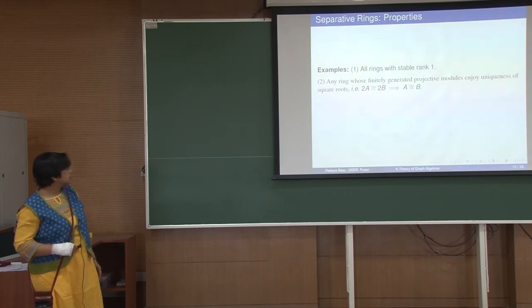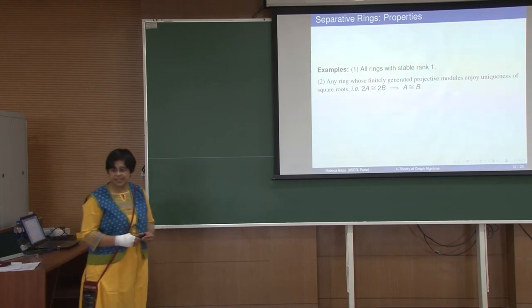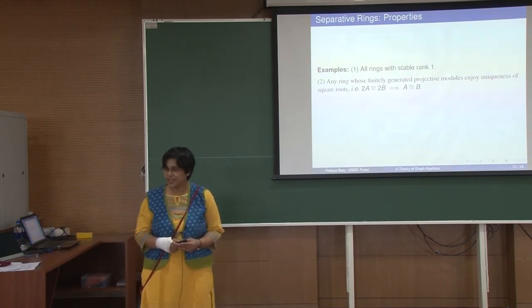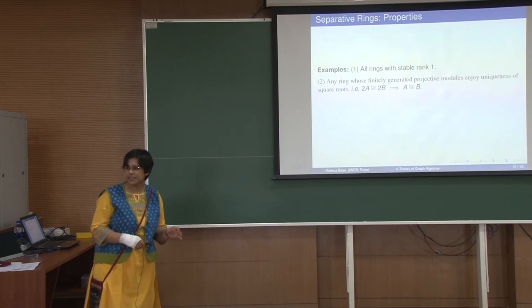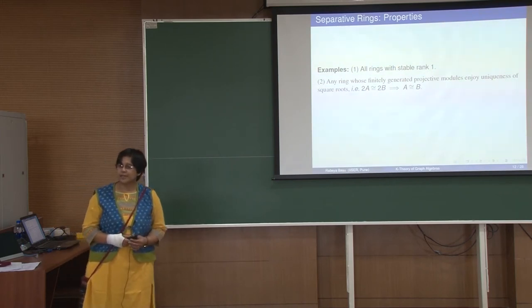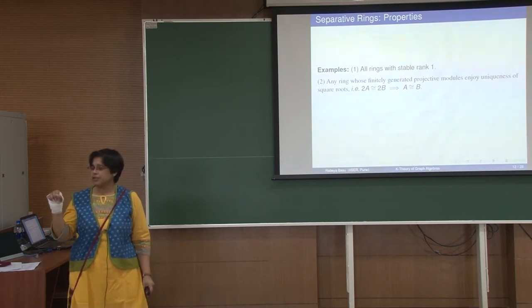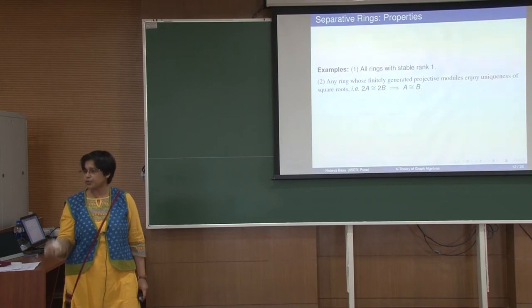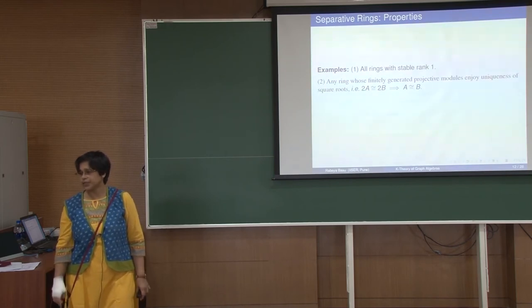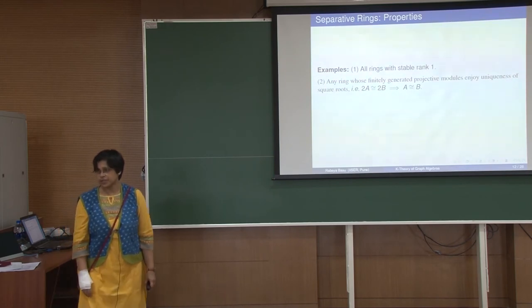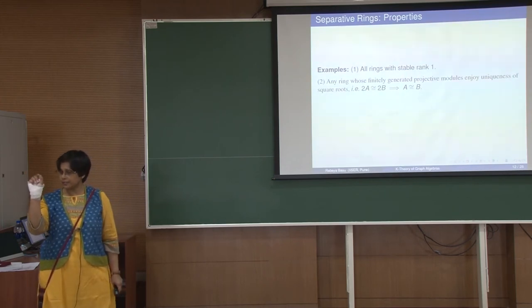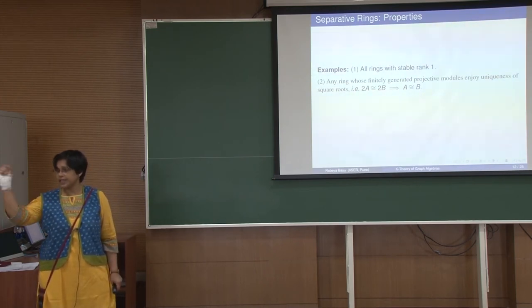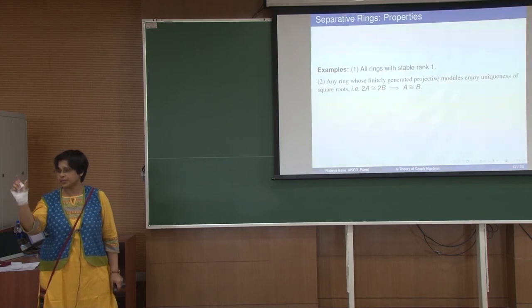How do you define stable rank 1? Stable rank 1 means, if I give you a unimodular vector of length 2, then you can shrink it to a unimodular vector of length 1. In general, given a unimodular vector of length n, you can shrink it to length n minus 1.